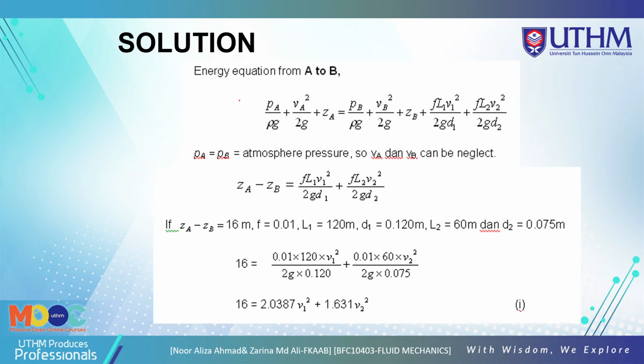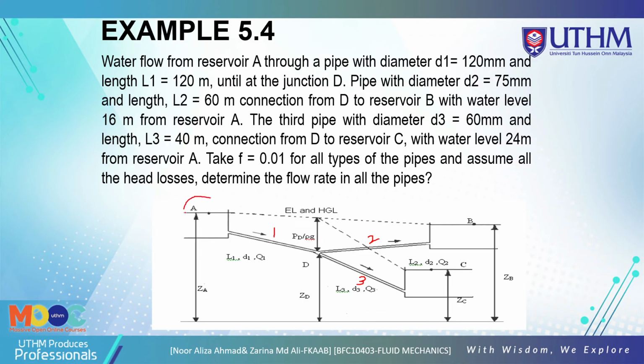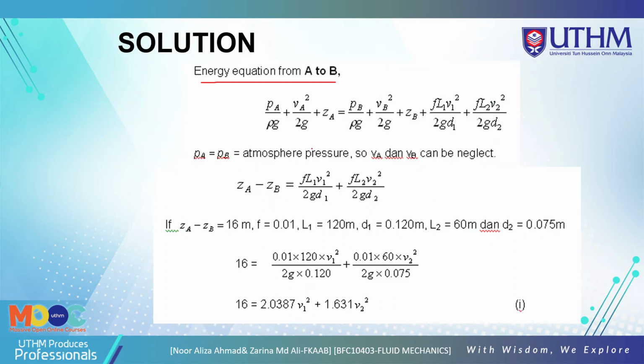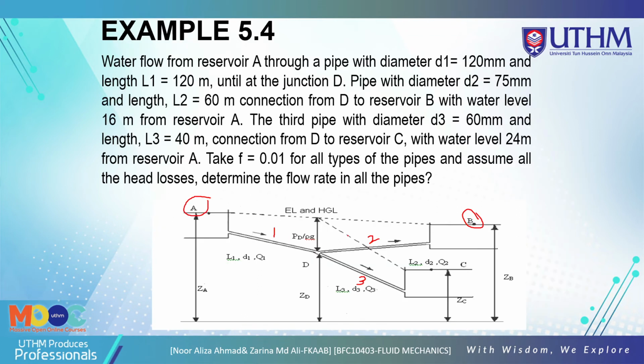Okay, so solution. You must use the energy equation from A to B first. So you get the Bernoulli equation from A to B: PA over rho g plus VA squared over 2g plus ZA is equal to PB over rho g plus VB squared over 2g plus HF1 plus HF2, because you must include pipe 1 and also pipe 2 here.